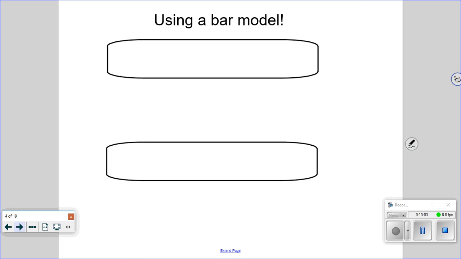Alright, turn the page. I'm going to show you one more visual model that you can use. And this is my favorite one to use. It's called a bar model. Raise your hand if you have used or seen a bar model in your math class.